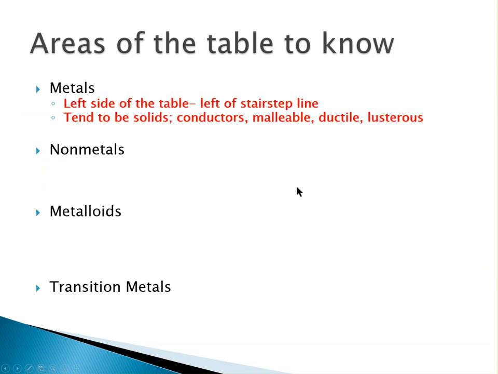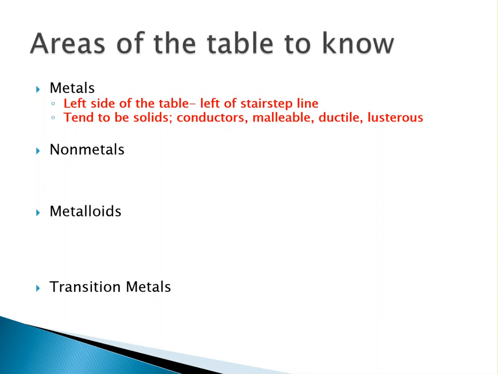All right, so let's go ahead and summarize. Metals are on the left of the stair-step line. Metals, we know, tend to be solids. They're good conductors of heat and electricity. They're malleable, which means they can be hammered into flat sheets. They are ductile, which means they can be drawn into wires. And they have luster, which means they're shiny.